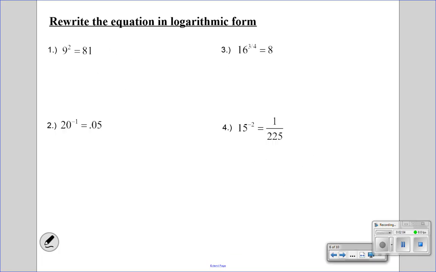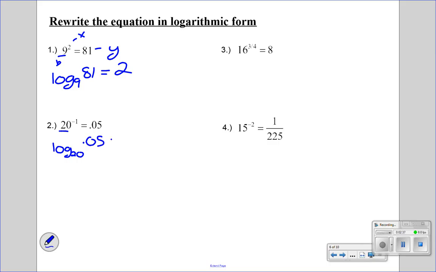Now we can do the same thing to switch from exponential form into logarithmic form. So, remember this number is our base, our b, this is our exponent x, and this is our y. So remember to switch to log form, we can write log base 9, our base, of our y value 81 equals our x value 2. Same thing down here, our base is 20, so log base 20 of our y value 0.05 equals -1, our exponent, our x value.